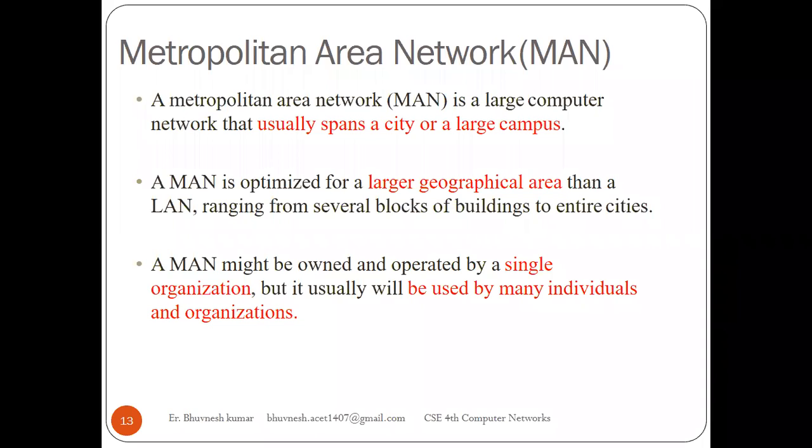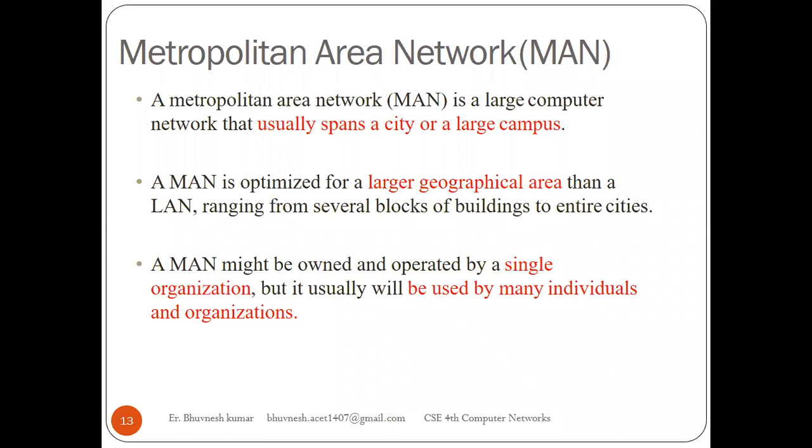Now I am talking about wide area network. Okay, these are the examples. Next point is a MAN is optimized for a larger geographical area than a LAN, ranging from several blocks of buildings. Now we are talking about a number of buildings. Okay, if one SBI branch is in one place, second is near the bus stand, or third is near the Golden Temple, it means these are in a single city, but different blocks are there.